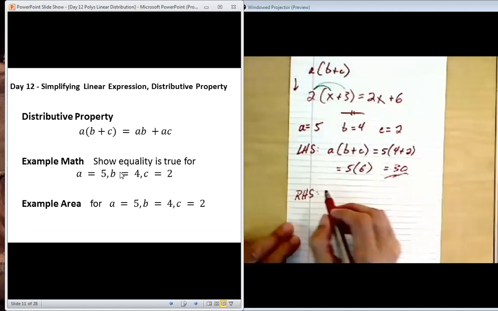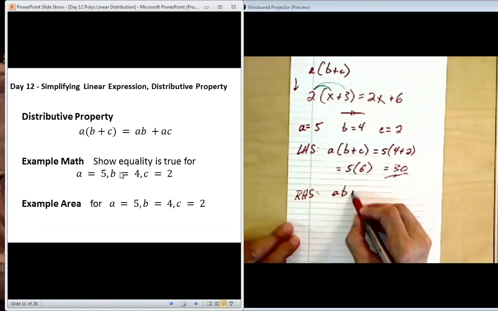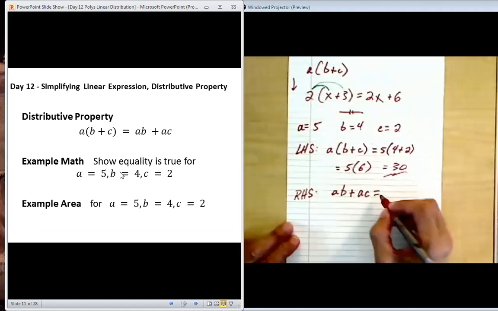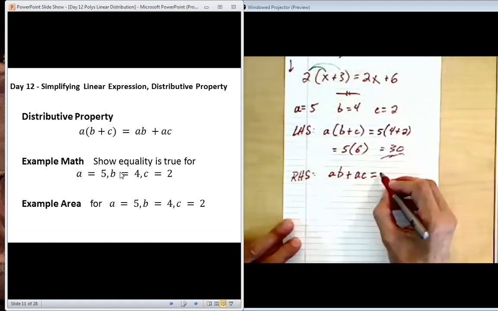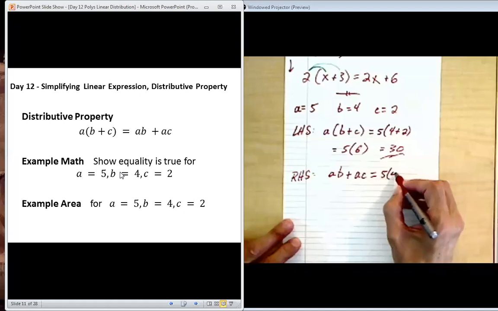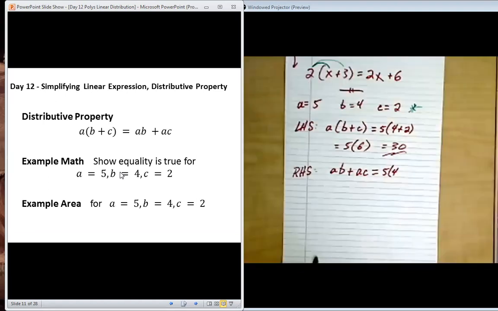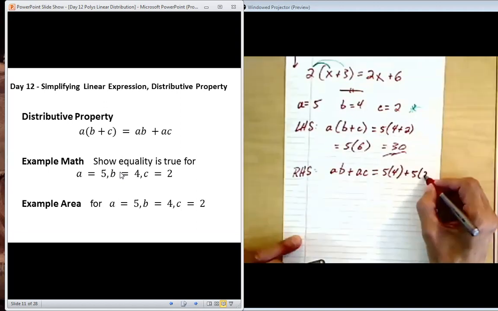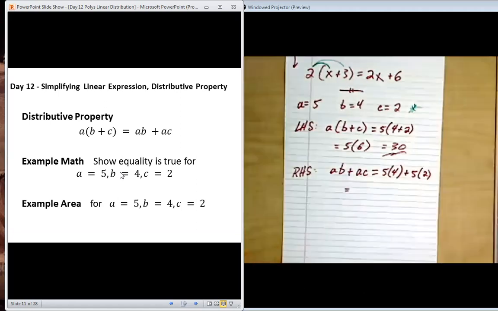Now we're going to do the same with the right-hand side. When we multiply the numbers through as you did, it actually ends up being A times B plus A times C, like that. What was A? A is 5. What is B? 4. Just going back up here: 5, 4. We got 5 and 2. Okay, so we work this out. A little different, but should end up being the same.